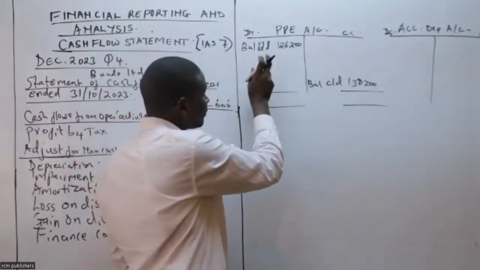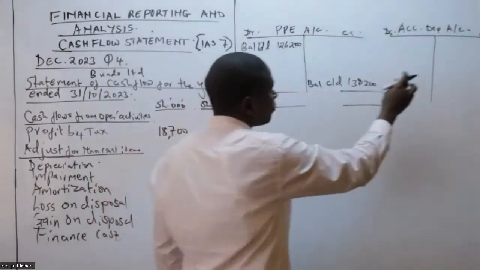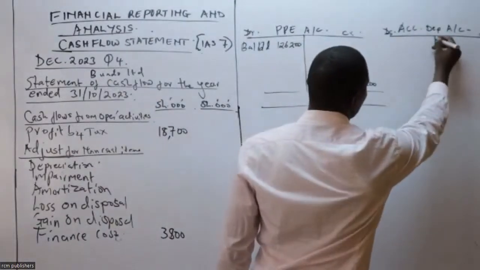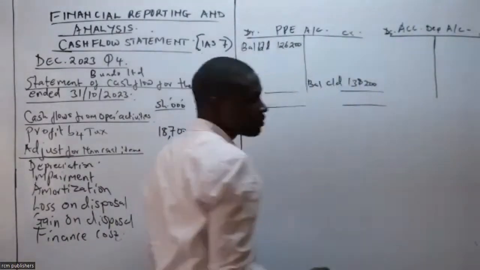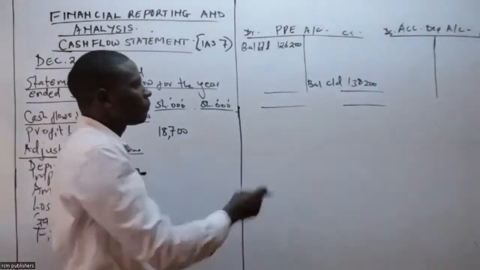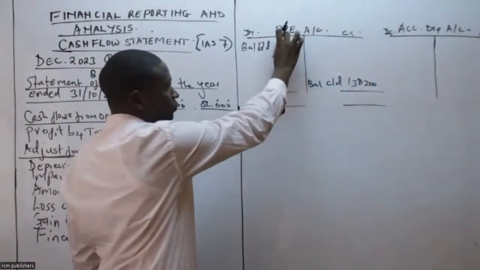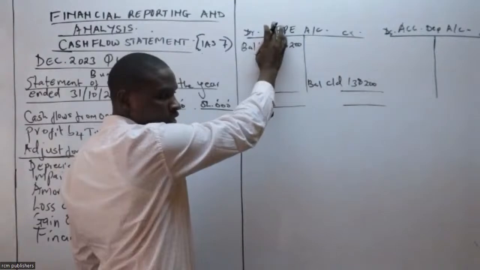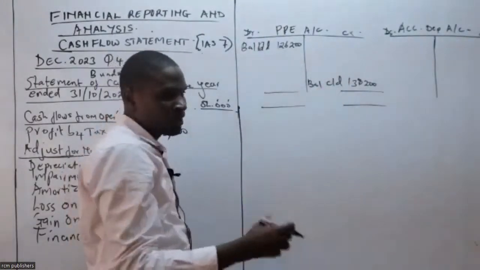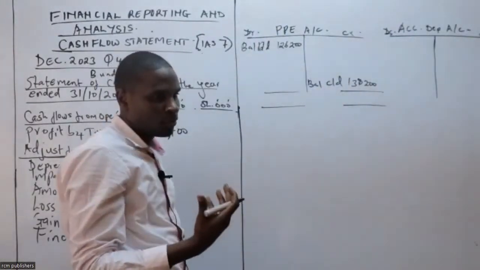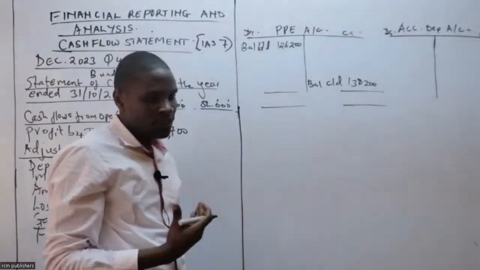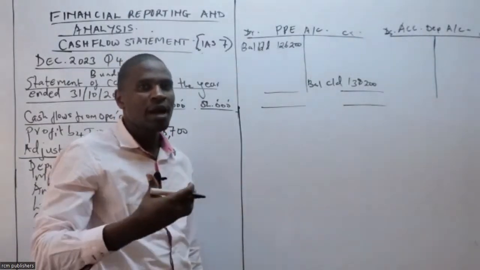We are debiting the balance that was brought down, and then we are crediting the balance that was carried down. And this is the position. The position for the brought down is at the top here, and the carry down is at the bottom there. And then you ask yourself, what happened to the PPE?